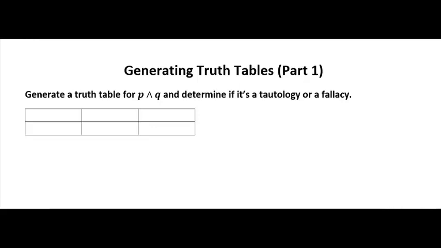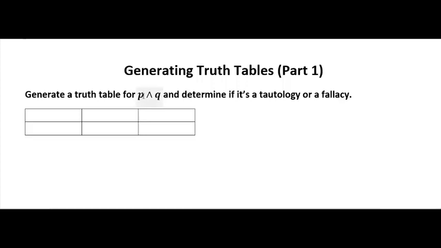Okay, now we're going to talk about truth tables. What's the difference between a truth table and a truth value? When you're looking for a truth value, usually you already know whether the parts are true or false. Like, for example, in this exercise, I'm asked to generate a truth table for this statement. And there are some other things that they ask me here.